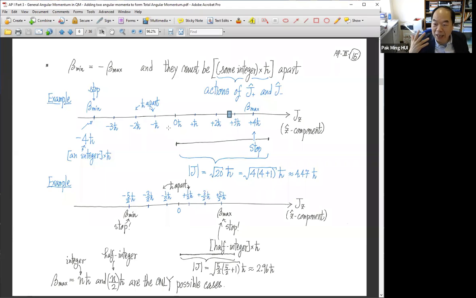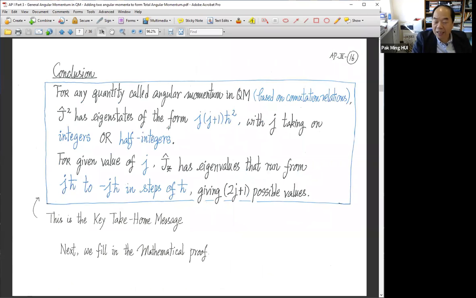Therefore, 1.8 h bar and all other step values are not allowed by these commutation relations. Okay, so let me summarize. At the end, we will see the following three statements.